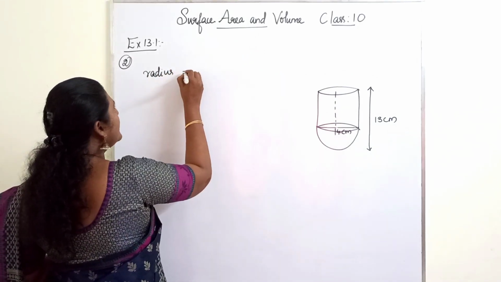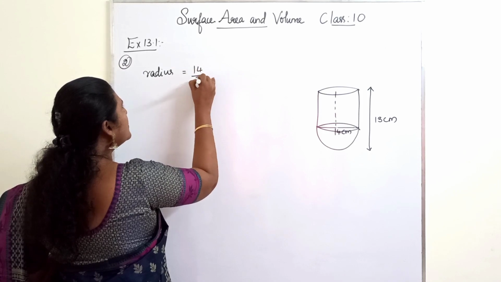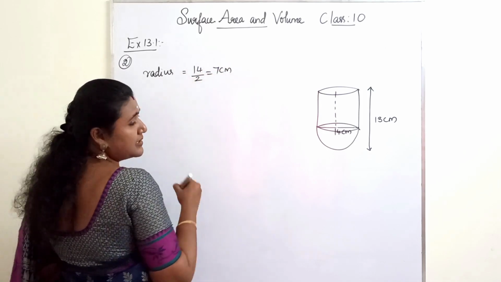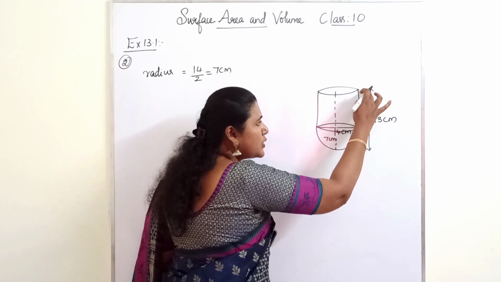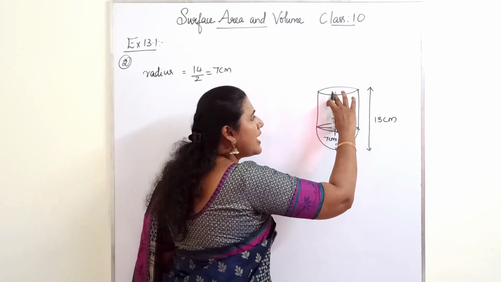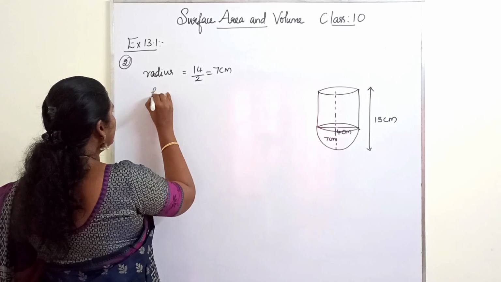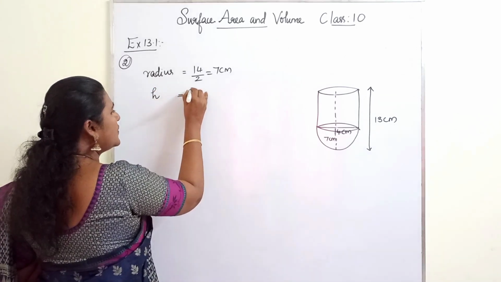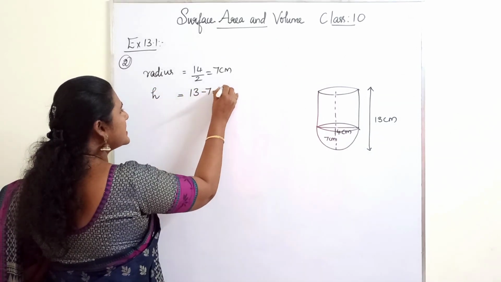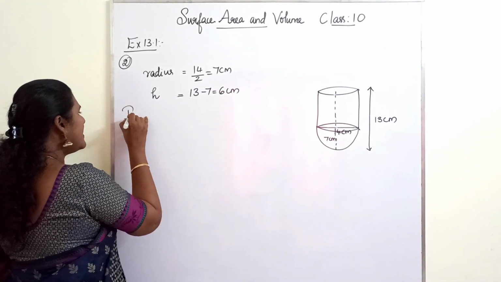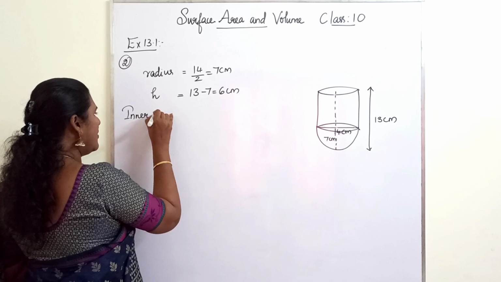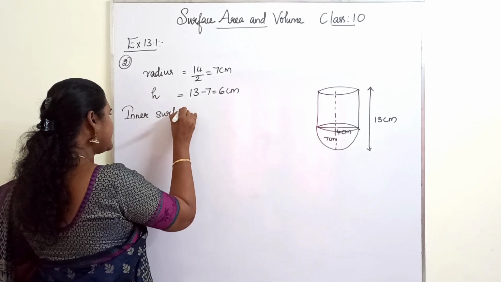So the radius will be 14 by 2, which is equal to 7 centimeter. So this radius is 7 centimeter. So the total height is 13. So height of the cylindrical portion H is equal to 13 minus 7, which is equal to 6 centimeter. Now we are going to find the inner surface area of the vessel.